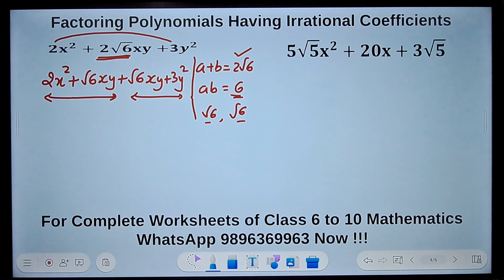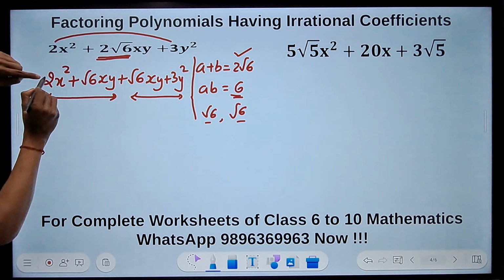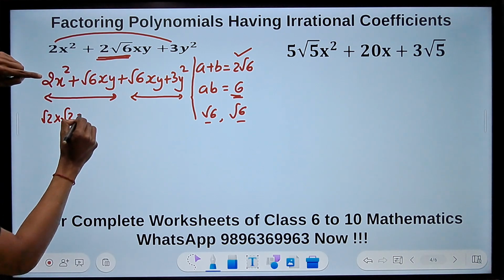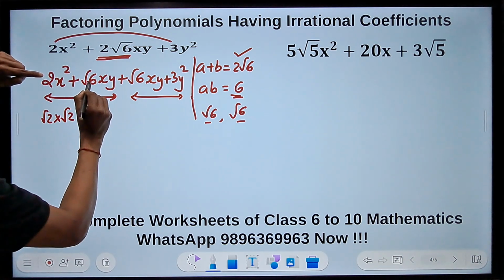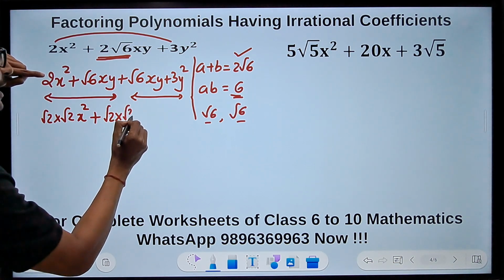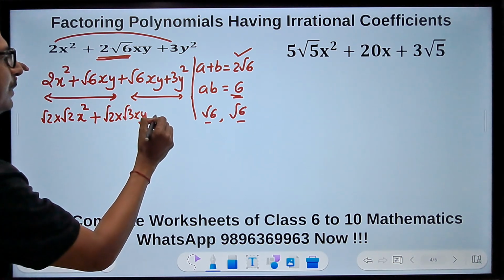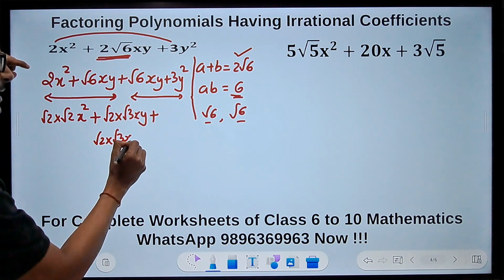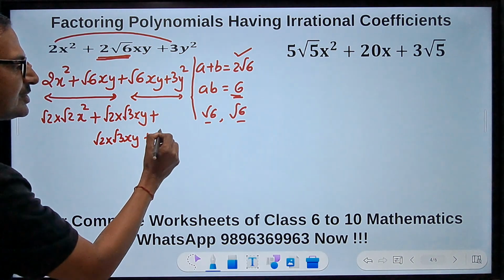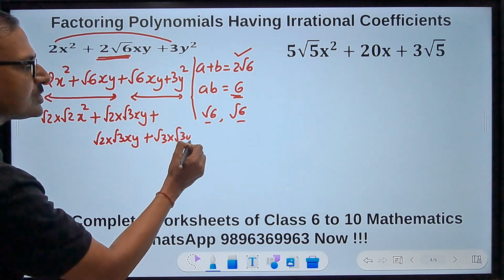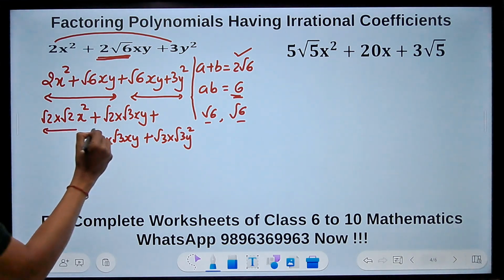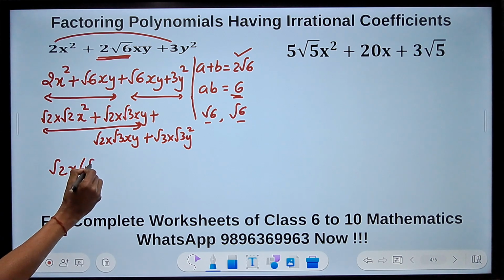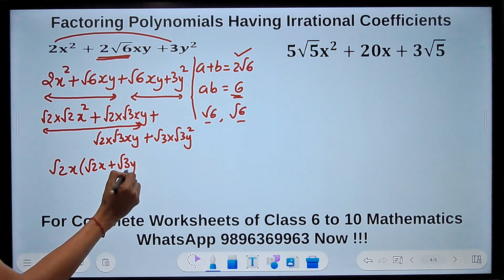That different thing actually is splitting this 2 here. Why? Because root 2 into root 2 is 2 and then x square, plus how about root 6? Root 6 is root 2 into root 3 xy, right? And then plus again we have root 6. So root 6 is root 2 into root 3 xy, plus we have a 3 here. 3 is root 3 into root 3 y square. And now we have to take the common factor out of these two, which becomes root 2x, and we have a root 2x plus root 3y in the bracket.